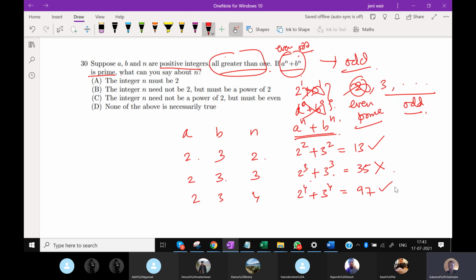Now I have understood that if it is an odd power, then it will not be a prime. It has to be an even power. Clear? So next I'm going to straight away take 6. So 2 to the power 6 plus 3 to the power 6, which is 64 plus 729, which is 793. Now 793 is not a prime. Can you tell me what it is divisible by?